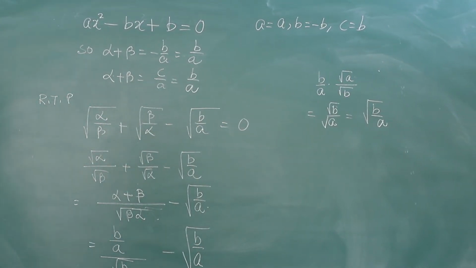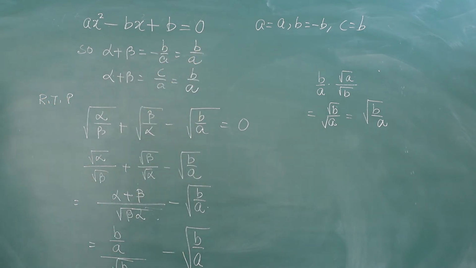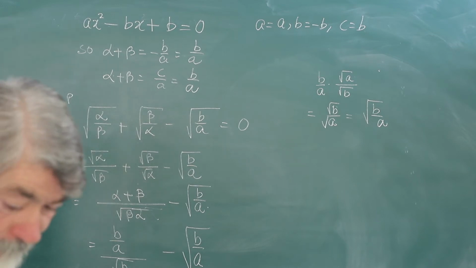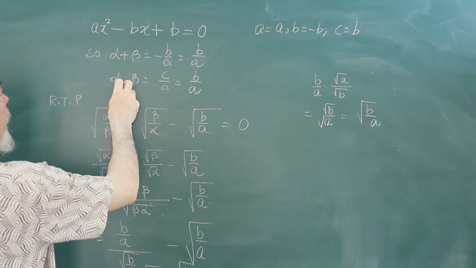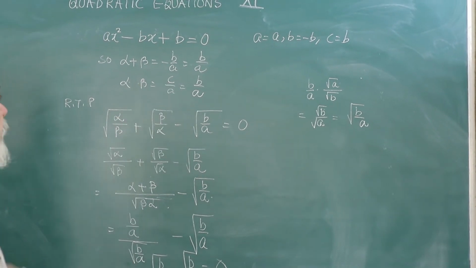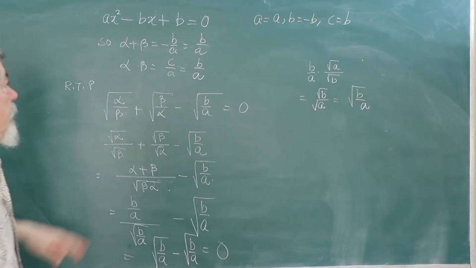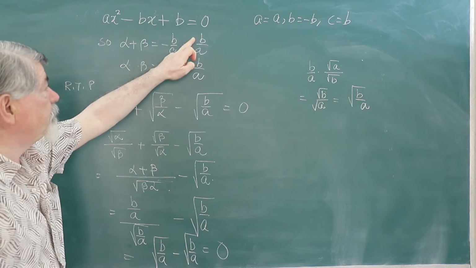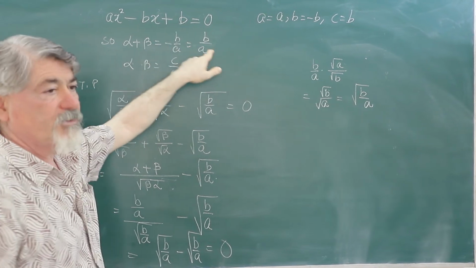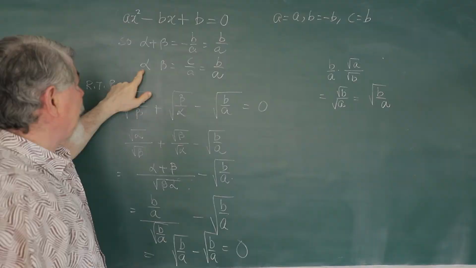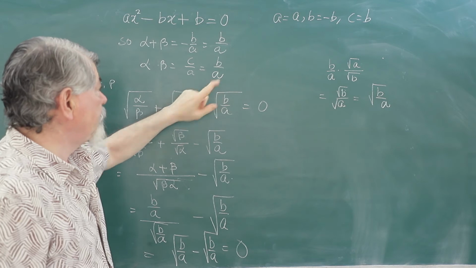Now alpha plus beta will be minus b upon a, which will come out to be b upon a, and alpha into beta will be c upon a, which is also b upon a, because the value of c is b. So alpha plus beta is minus b upon a, so it makes it b upon a, because the value of b is already minus b, so minus into minus becomes plus b upon a, and alpha into beta becomes c upon a, and the value of c is b upon a.